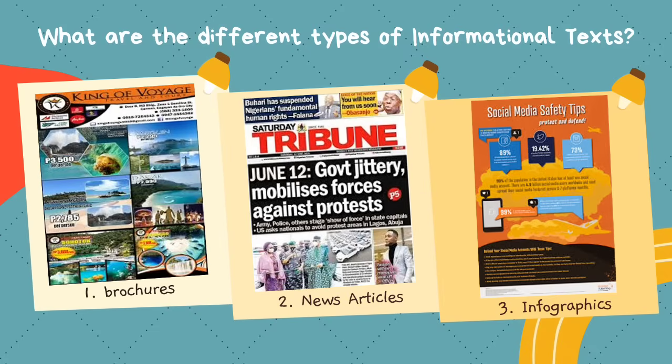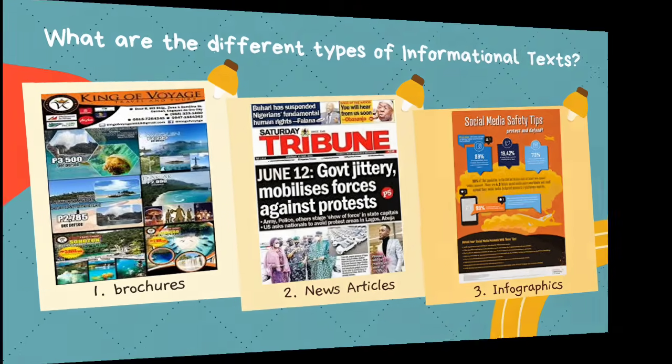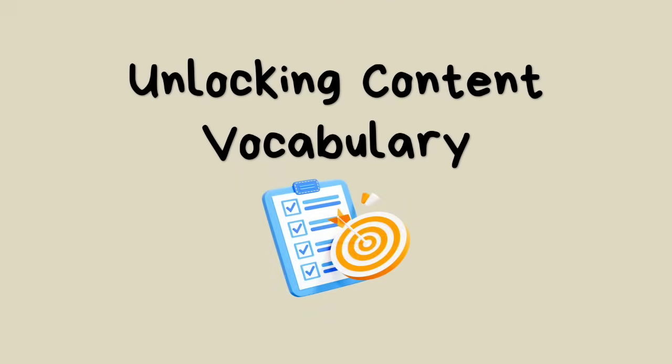Let's check your work. Number 1 is brochure. It's a travel brochure where tour packages are presented with pictures. Number 2, news articles. You can find it on newspapers. Number 3, infographics. You can usually find it anywhere, like social media, where some information are accompanied with illustrations and images. Let's now proceed to the next activity, unlocking content vocabulary.